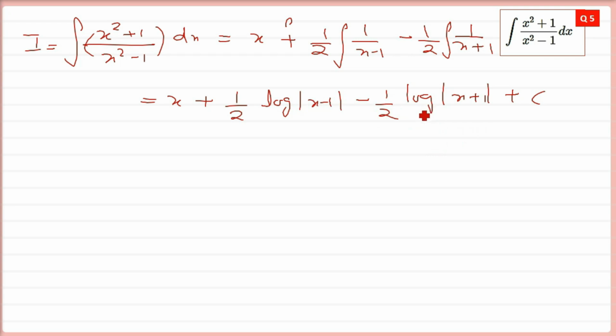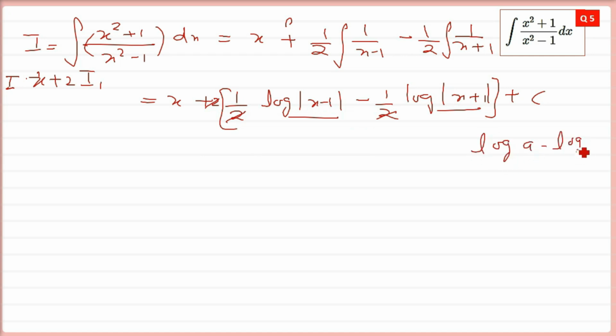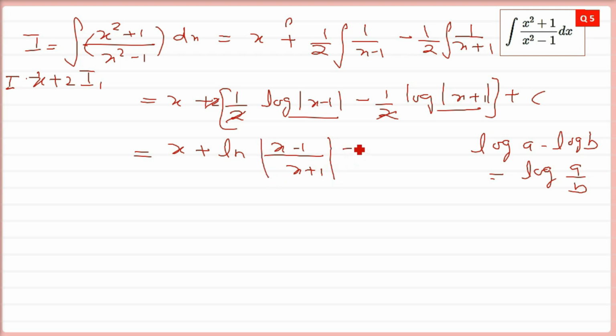We can combine the second term and the third term after taking half outside. I told you that x plus 2 into I1 is the final result, so we already have a 2. So when we multiply this by 2, this half gets cancelled. So we have log a minus log b, and log a minus log b can be written as log a by b, with a and b in the modulus sign. So x plus this log x minus 1 minus log x plus 1 will become ln modulus of x minus 1 divided by x plus 1 plus constant of integration. This is your final answer.